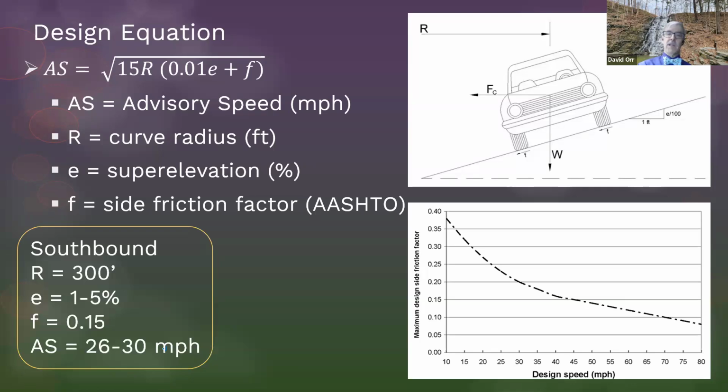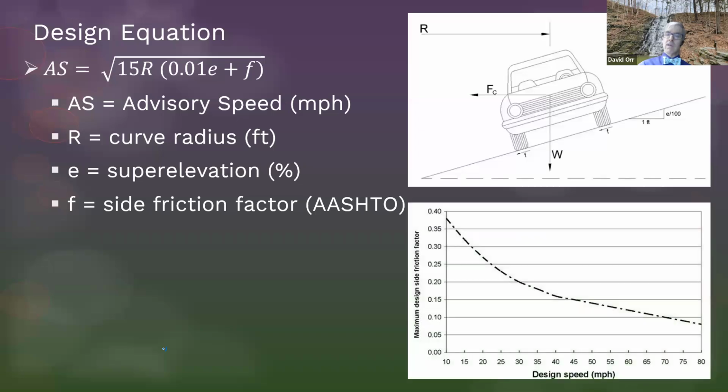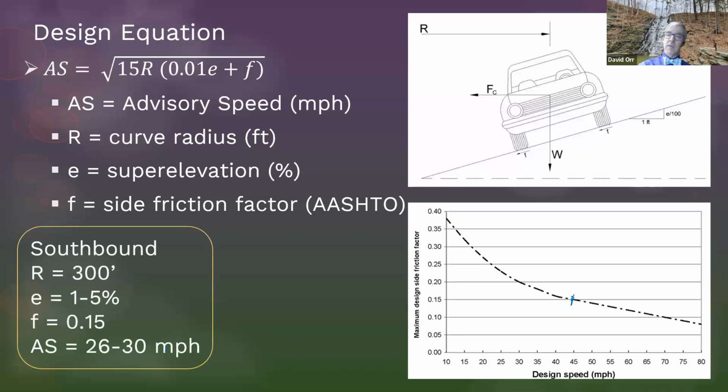So we have a design speed. Remember, it's 45 miles an hour. So we come over here at 45 miles an hour, and we get a value of about 0.15. We could go back in and check that with the 85th percentile speed if we wanted to. And if we did that, it would actually slightly lower, but we'll start with that just to get us a starting point. Again, your agency needs to be consistent. If you do that, the advisory speed values you're going to get are 26 to 30 miles an hour. Okay.